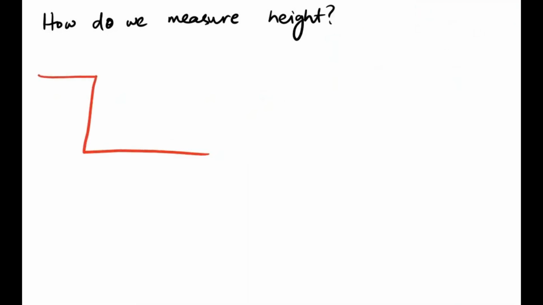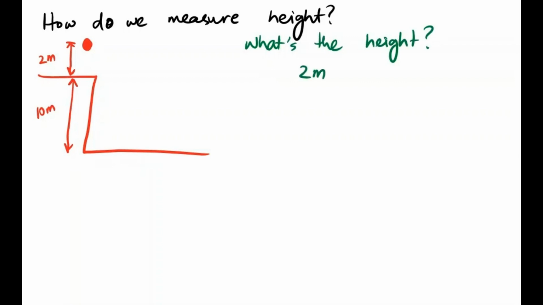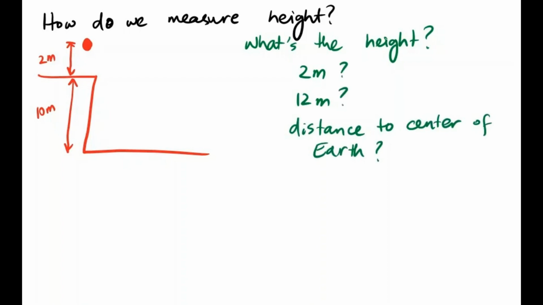Now, as I said before, how we measure the height matters for how we calculate the gravitational potential energy. Let's say we have an example of an object at a certain height on a cliff. The object is raised at a height of 2 meters, and the cliff also has some height of, let's say, 10 meters. So what is the height in this case? The possible answers can be 2 meters, 12 meters, or maybe the distance to the center of the Earth. They're all correct, but it depends on your reference point.